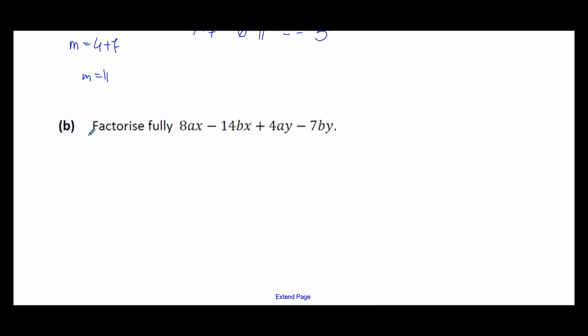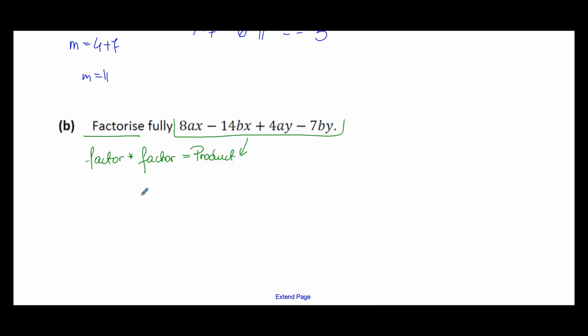Factorize fully. Now, factorize, what does it mean? Present in the form of factors. And what is a factor? A factor multiplied by a factor gives me the outcome, which is the product. So when they are telling you to factorize, they are saying what you are looking at here is a product, and now you have to figure out what were the things that were multiplied in order to get this answer.